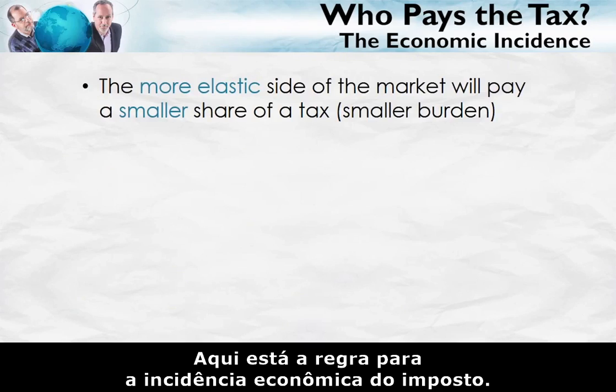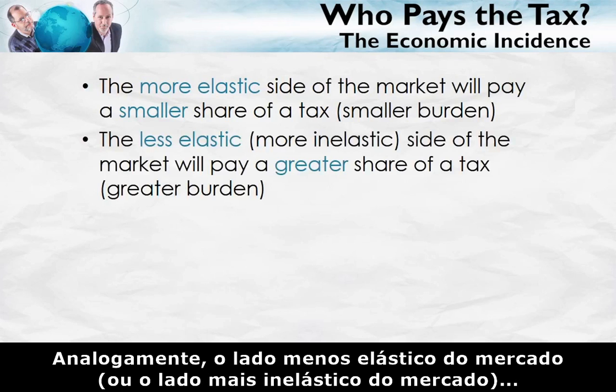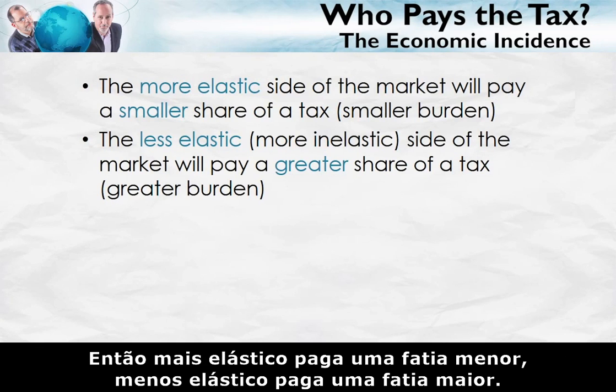Here's the rule for the economic incidence of a tax. The more elastic side of the market will pay a smaller share of the tax, a smaller burden. Similarly, the more inelastic side of the market will pay a greater share of the tax. So, more elastic pays a smaller share. Less elastic pays a greater share.